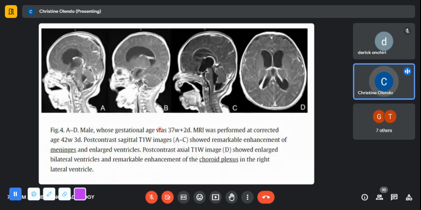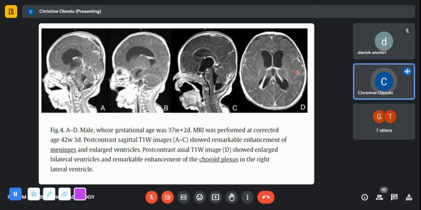So here we have a male whose gestational age was 37 weeks and 2 days. The MRI was performed at the corrected age of 42 weeks and 3 days. And here we have post-contrast sagittal T1 images, that's A, B, and C, and a post-contrast axial T1 image. What we're seeing is ventriculomegaly, with enlargement of the lateral ventricles and the third ventricle. We're also seeing leptomeningeal enhancement, which is visibly more in image B.